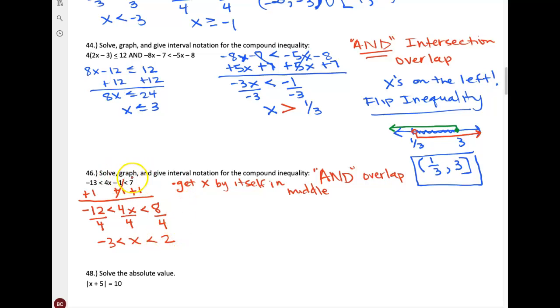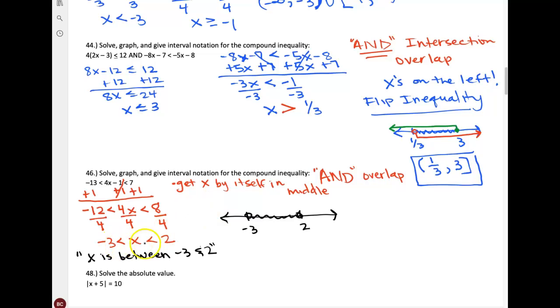Again, it wants you to graph it and get your answer in interval notation. When you read this mathematically, you could say negative 3 is less than x, which is less than 2, but a better way to read this is that x is between negative 3 and 2. If you read it like that, it makes it a lot easier to graph, because you can kind of see in your head, oh yeah, it's the stuff between negative 3 and 2. So that's the easiest way to do these.